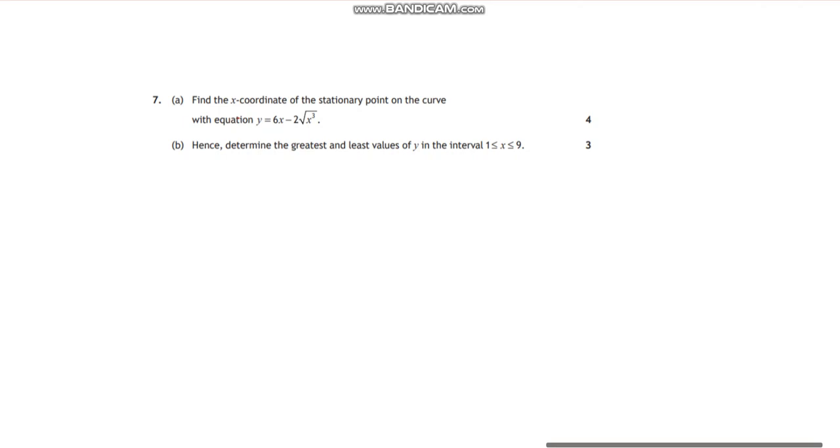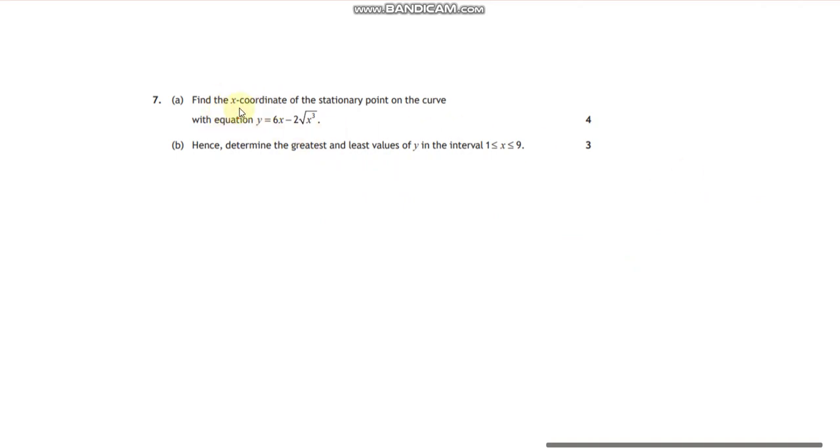This is an excellent question. Determine, so we're looking for stationary points and then greatest and least values. Very good. So I think this is very similar to optimization if you ask me. I've not seen as many of these in the past papers, but if you can do optimization, it's just kind of going through the motions, right?